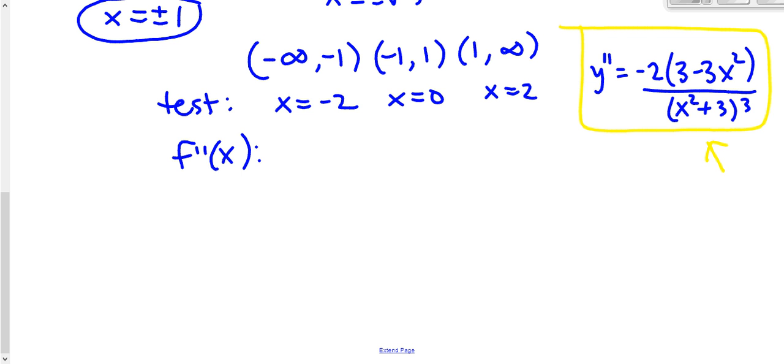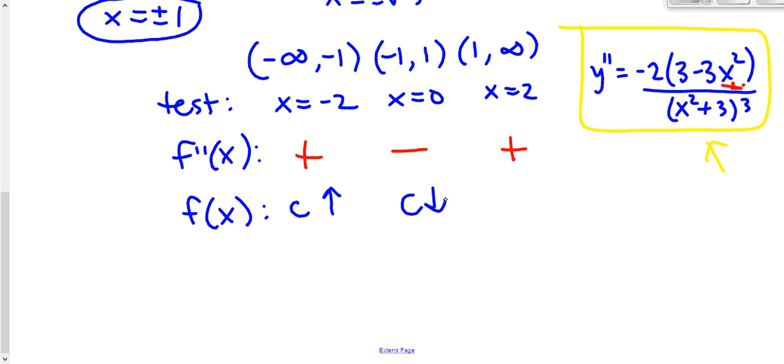So if we take negative 2 and we plug it in for x, negative 2 squared is 4. 3 times 4 is 12. 3 minus 12 is negative. Negative times negative 2 is positive. Let's take 0. Square the 0, 0. 3 times 0, 0. 3 minus 0 is 3. 3 times negative 2 is negative. And when we do the same thing with 2, we're going to get what we got for negative 2 because you square 2, you square negative 2, you get the same thing. So what is this telling us? This is telling us that f of x is concave up, concave down, concave up.